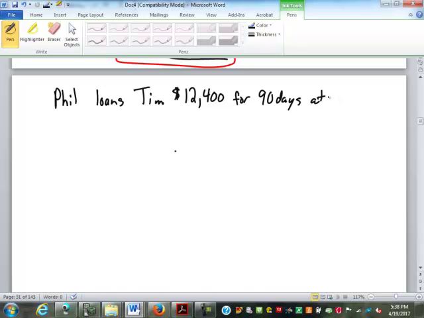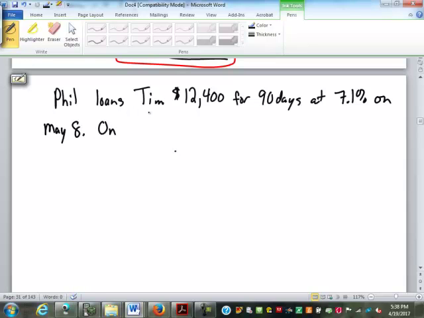There you go. So Phil loans Tim $12,400 for 90 days at 7.1% on May 8th.